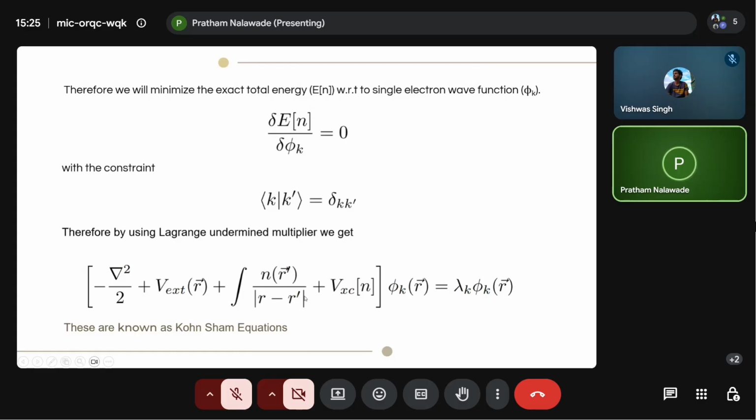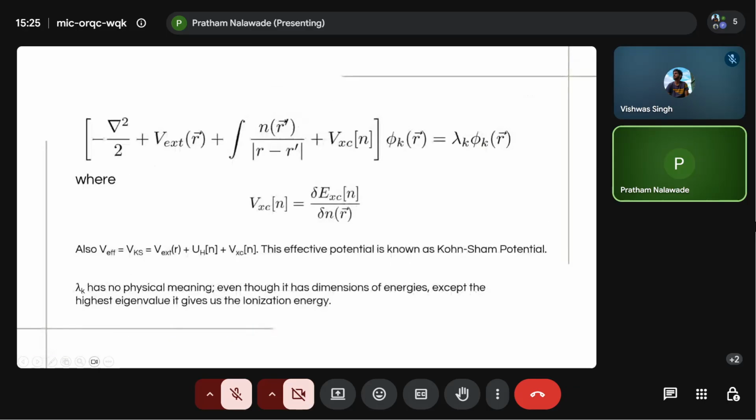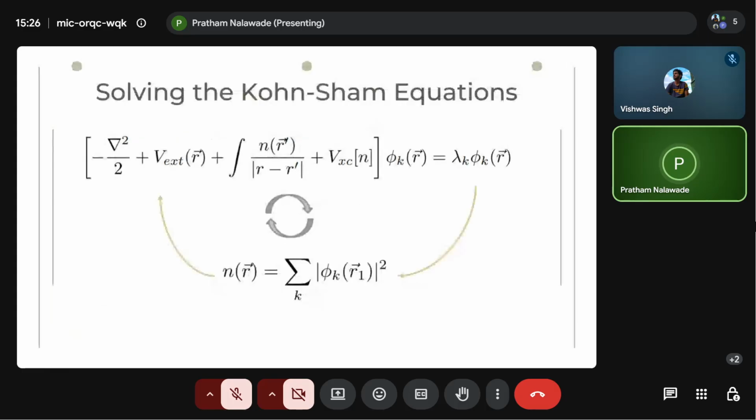But this last term, this exchange correlation term, we still don't know how to deal with. This has come from minimizing my exchange correlation energy varying with charge density, right? Now how to deal with this last term? As I said, there are many approximations which I will discuss further. But before that, how do you solve this? How do you solve Kohn-Sham equations?